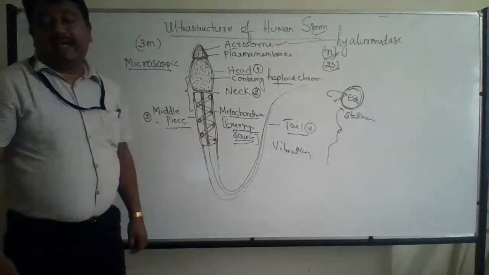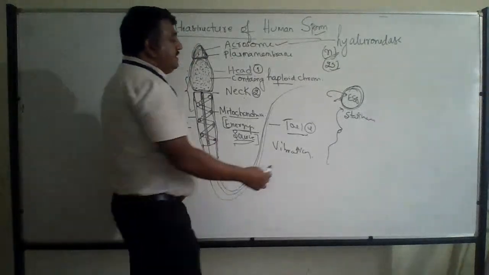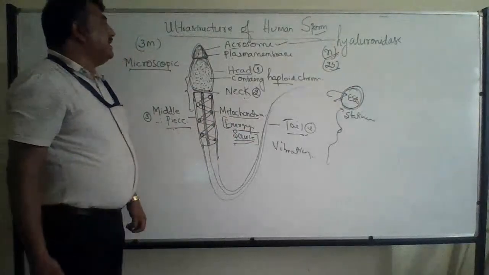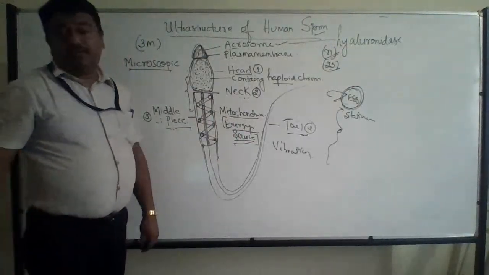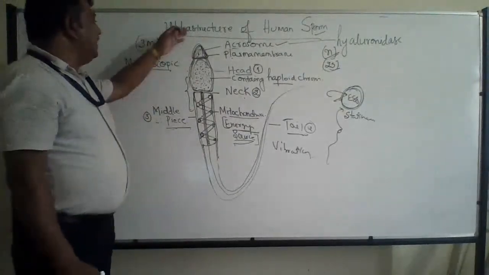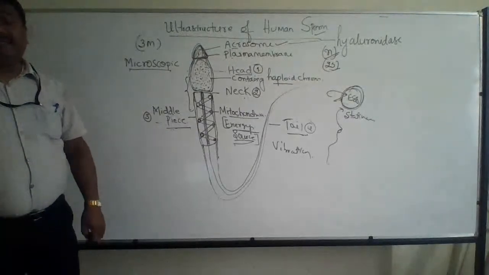It is long and slender, and due to its vibratory activity, it helps in the movement of the sperm to reach the egg. These are some of the structural details of a human sperm. If they ask for the explanation also, in addition to the diagram, I have to write all these points.